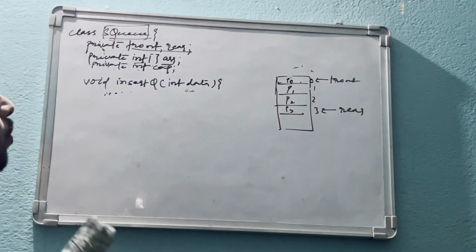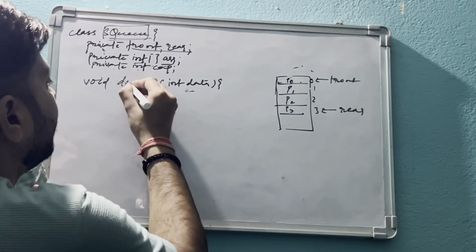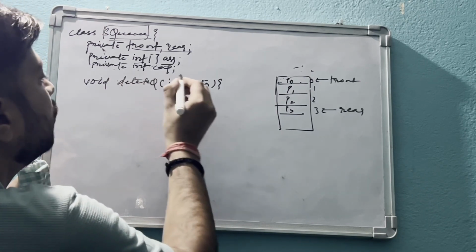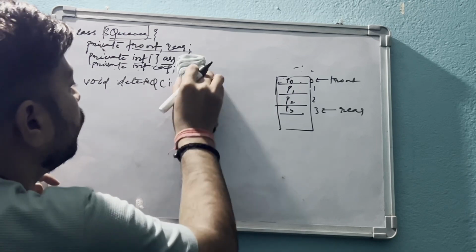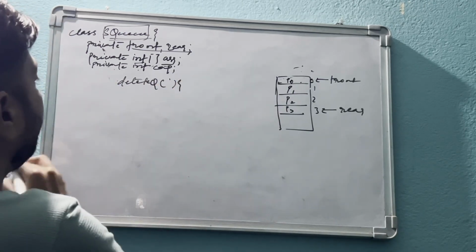Right? So let me change the name of this function to deleteQueue, and there is no need of passing an argument. The return type would also be int.